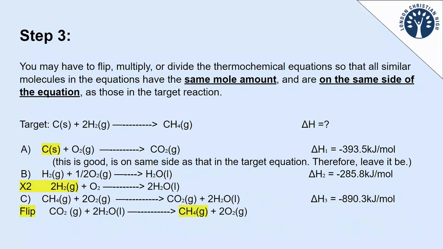Once you've determined the similarities with the target, multiply, divide, or flip the equations so that the similar molecules have the same mole amount and are on the same side of the equation as the molecules in the target reaction. You can see I kept equation A the same, so we have carbon solid on the left. I multiplied equation B by 2, so we'd have 2H2 gas on the left, and I flipped equation C, so we'd have CH4 gas on the right.